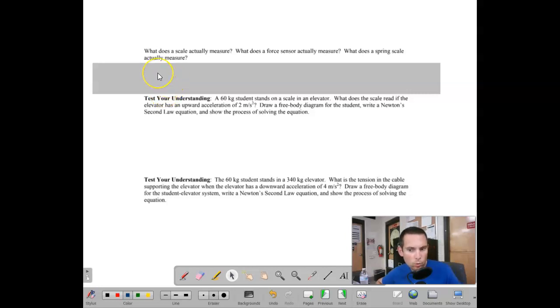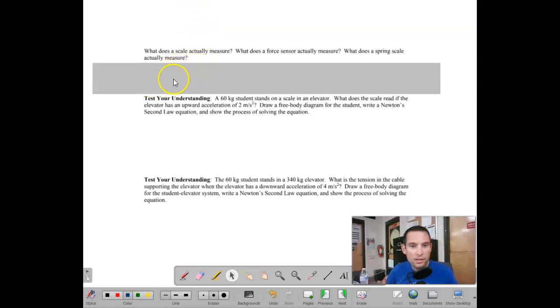All right, so here we go with test your understandings. I didn't go through the stuff before because it was all in the videos, but please emphasize to your brain that inertia is not a force. It doesn't show up on a free body diagram, anything like that.